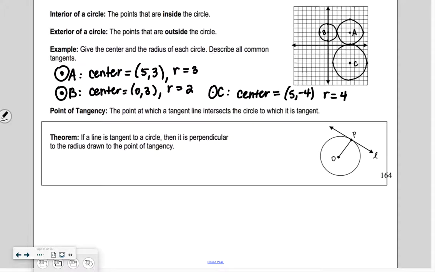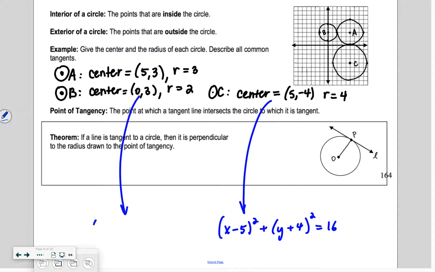As a little preview to a section at the end of this chapter, and also something that's in Algebra 2, let's see if you guys are smart enough for this Algebra 2 stuff. The way I would write the equation of the circle is (x − 5)² + (y + 4)² = 16. You don't have to write this, just watch what I'm doing. So this one would be (x − 0)² + (y − 3)² = 4.